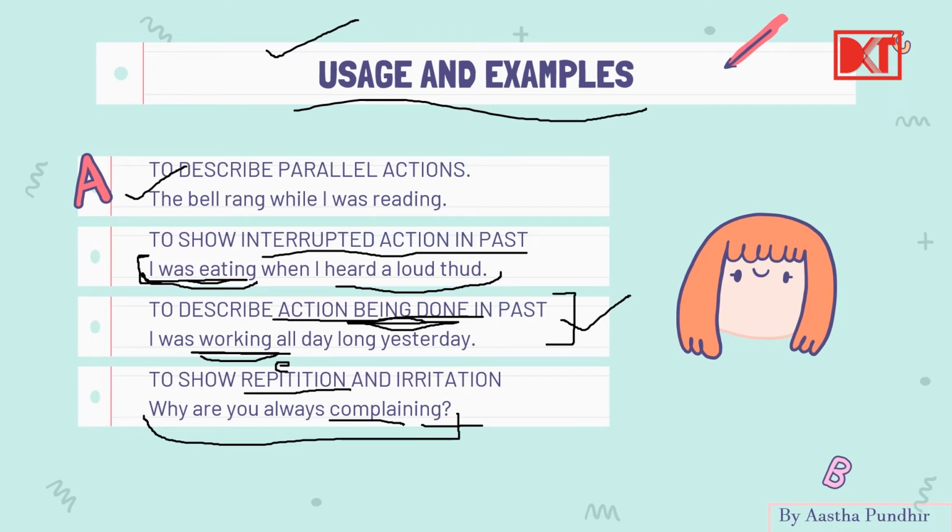So when is past continuous used? Describe parallel actions, to show any interrupted action in the past, to describe action being done in the past, or to show any repetition and irritation. Alright, let's move on.